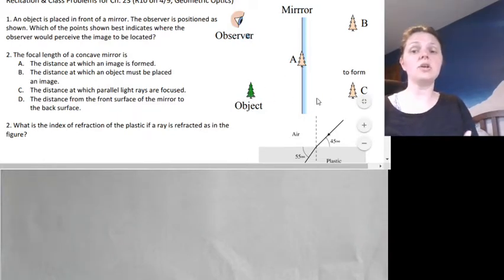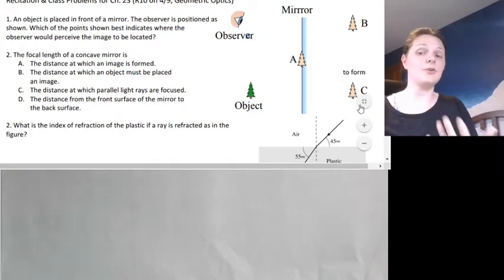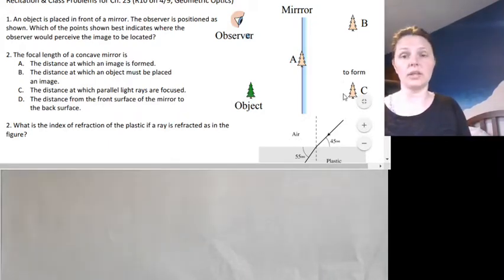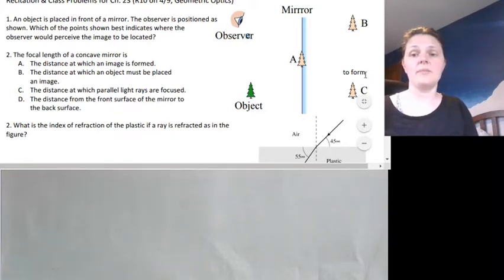When we look into a mirror, we see an image, and that is a virtual image because rays don't really come from that spot. It appears to be coming from a spot behind the mirror, exactly the same distance away from the mirror behind the mirror as the real object is in front of the mirror. So the answer to this one is C.